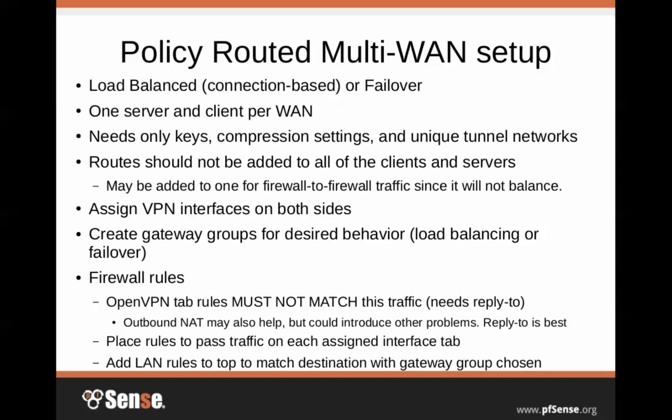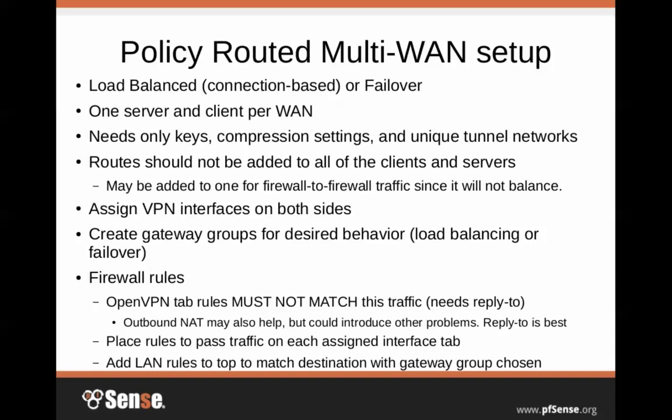You place the rules to pass the traffic on each assigned interface tab. So like under Firewall and Rules on your tabs for these VPNs, you put them there. And then you add LAN rules to the top of your LAN to match the destination with the gateway group. So you have a rule there that would pass from your LAN to a destination of the remote LAN with the gateway group of your failover VPN gateway, and off it goes. It'll go to the other side.